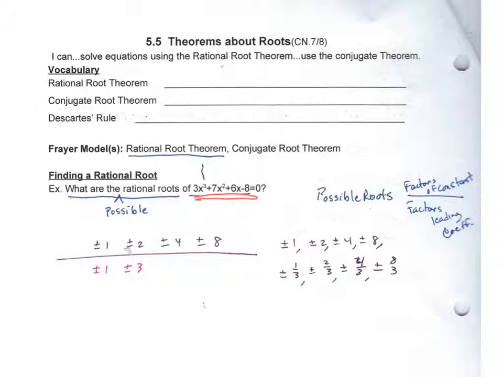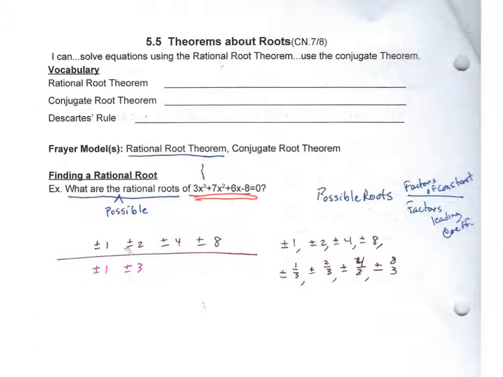Looking at the numerator, we're looking for factors of the constant. Now, the constant is 8. So we have to remember that the factors are 8 times 1 is 8, and 2 times 4 is 8. So we actually have 1, 2, 4, 8 as the possible factors of 8. Now we're going to combine them.